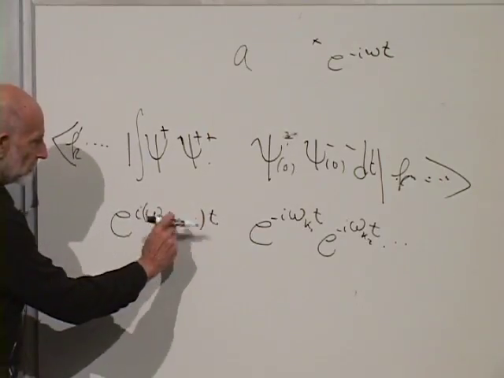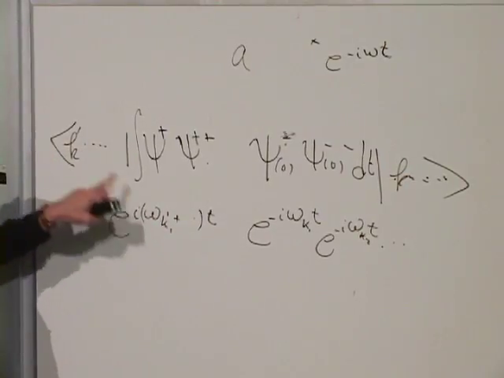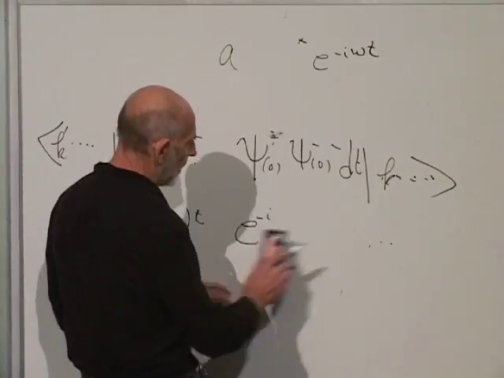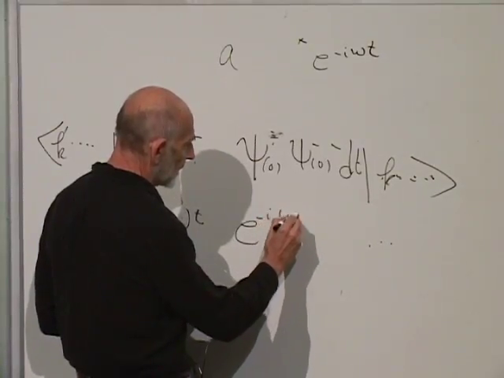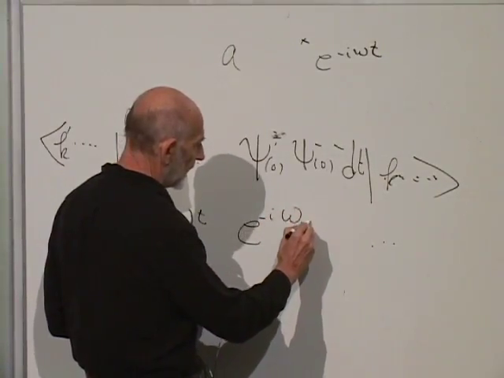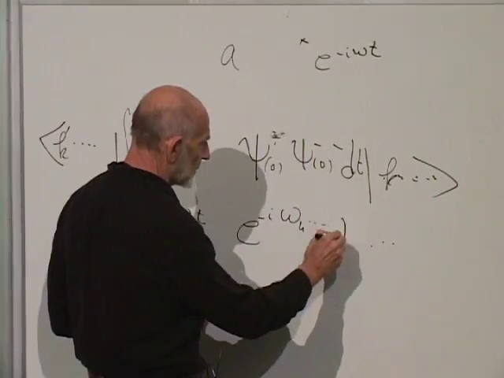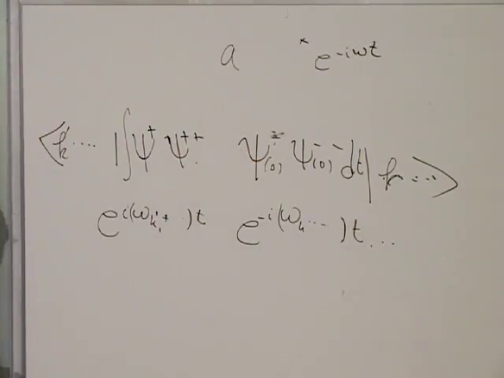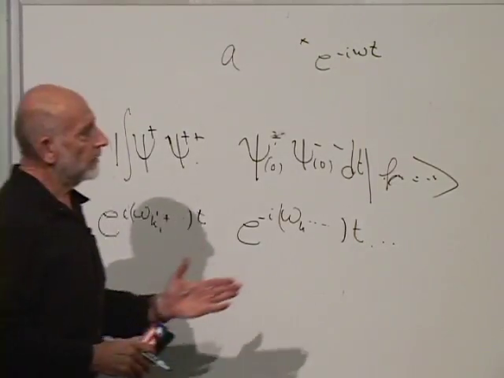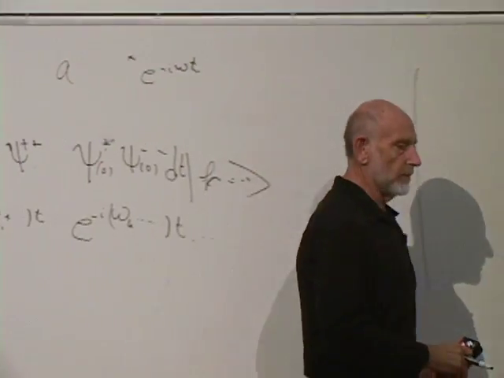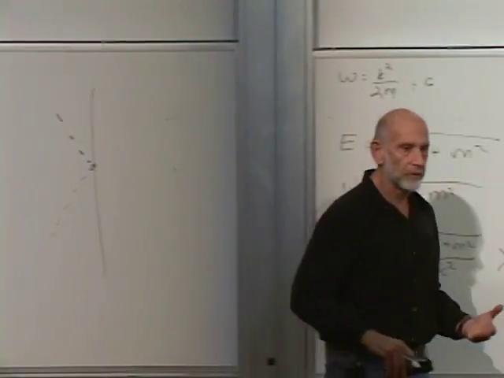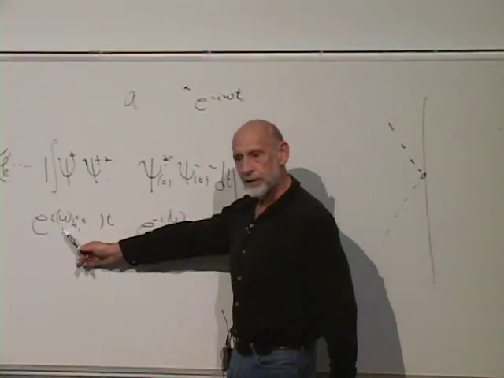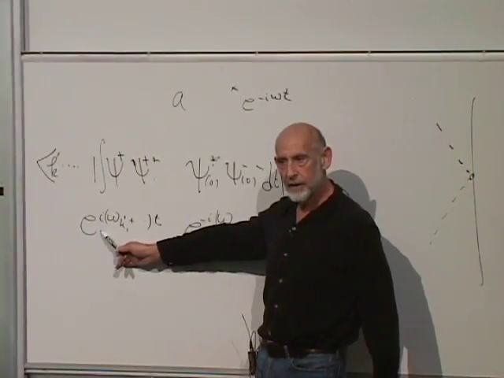Blah, blah, blah means the sum of all of the outgoing momentum, and here it's minus the sum of all the incoming momenta, omega k incoming times t. The last step was to say, if we integrate this over all times, representing the fact that the scattering could happen at any time, the integral of this gives what? Integral over time.